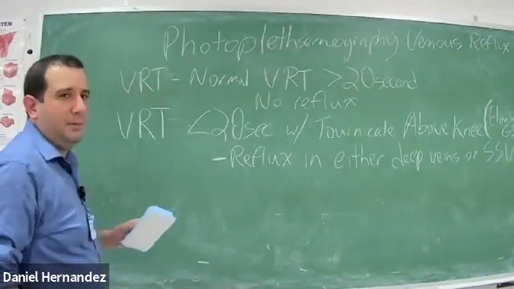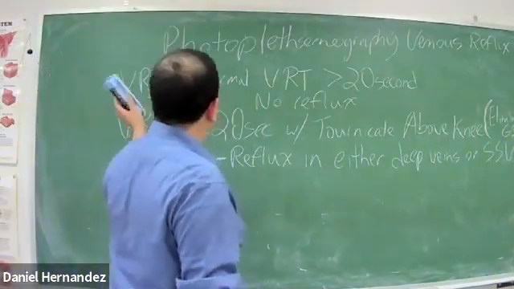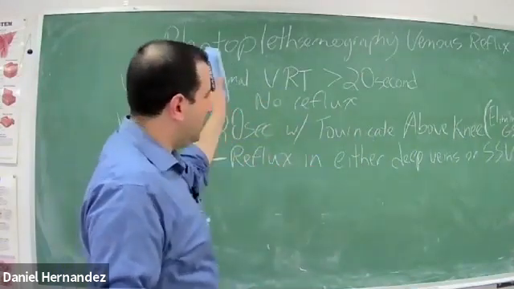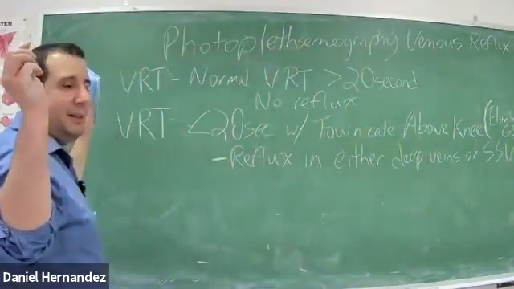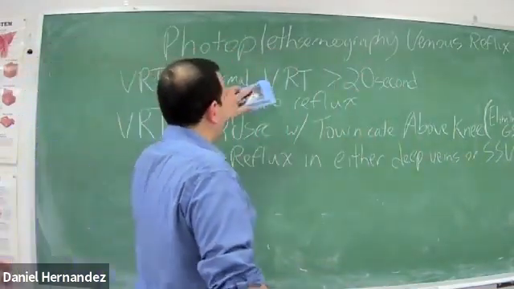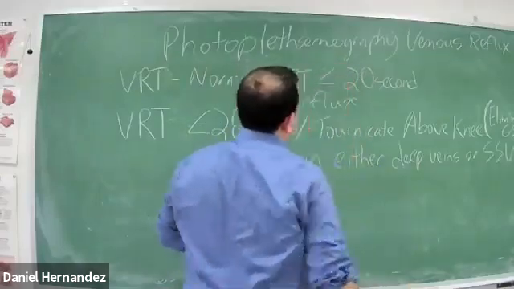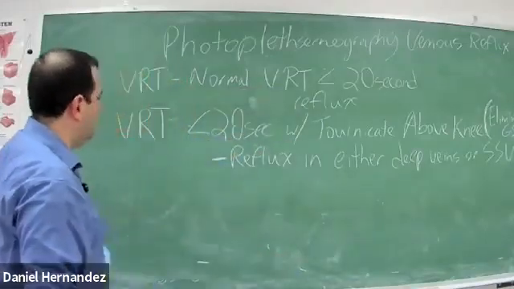All right, so we'll just kind of go back again. So we start our test. If they have a normal venous refill time of greater than 20 seconds, there's no reflux, beautiful, we don't need to do anything else. But if we do our baseline with no tourniquets and it's less than 20 seconds, all right, patient has reflux. So we move on to the first step.